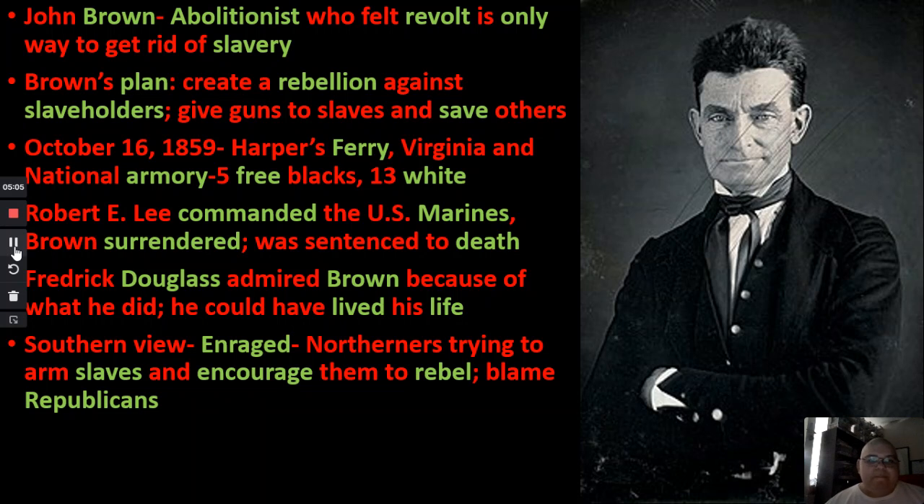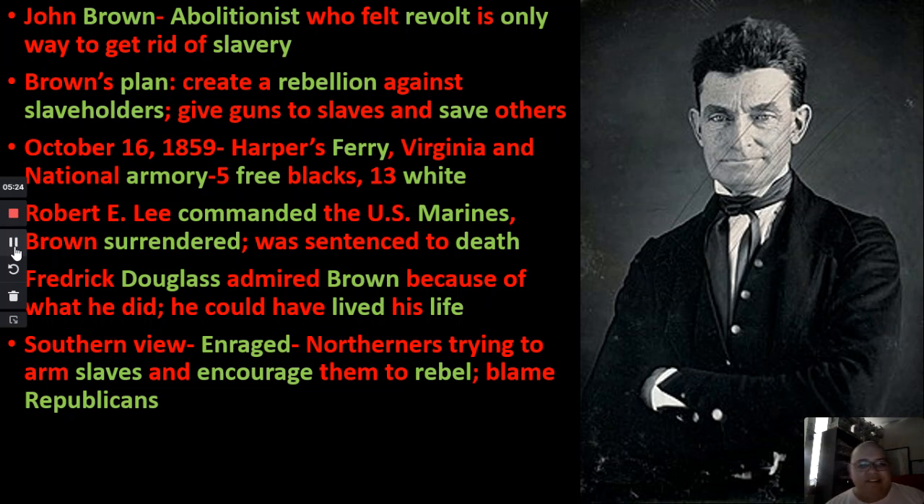But here's the thing: where are they going to get the guns? On October 16th, 1859, at Harper's Ferry, Virginia, there's a National Armory. An armory is where the military keeps their guns, ammunition, gunpowder, things like that.